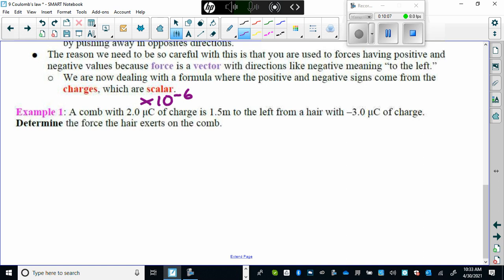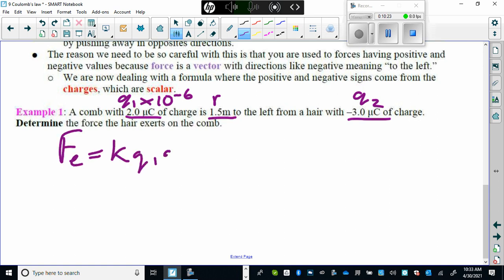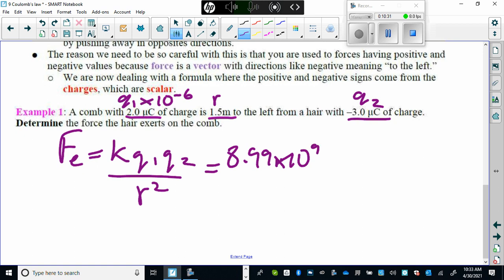Here we go. So I think we're good on this. We've got the charge of one, so that would be Q1. We've got the charge of the other, so that would be Q2. We've got the distance between them, so that will be R. We have a formula, and we just plug the numbers in. Pretty straightforward question. 8.99 times 10 to the exponent 9 times 2 times 10 to the exponent negative 6 times, now this one is positive and this one is negative.